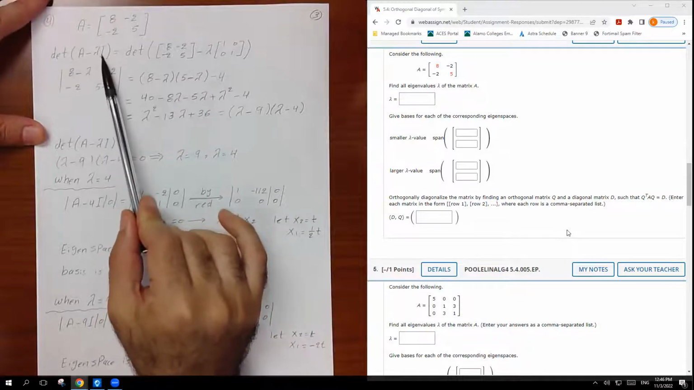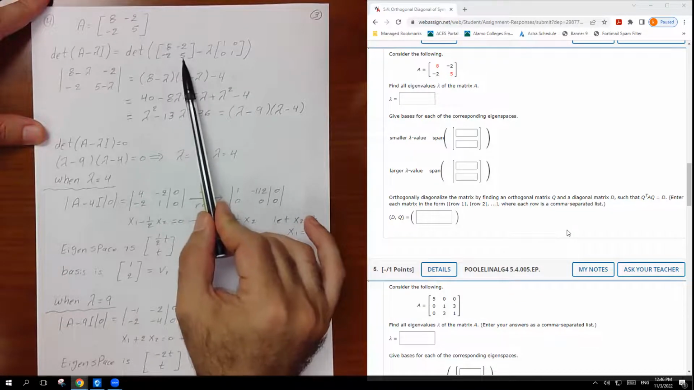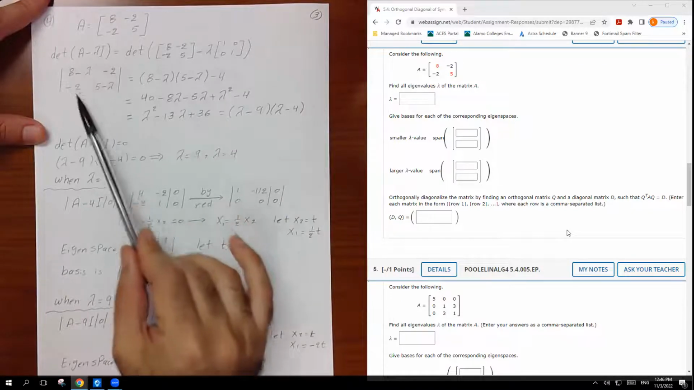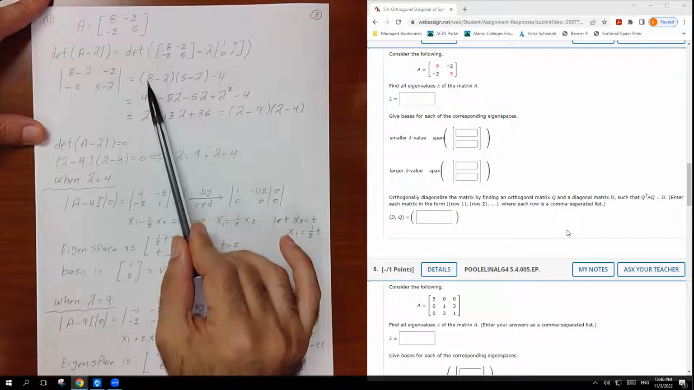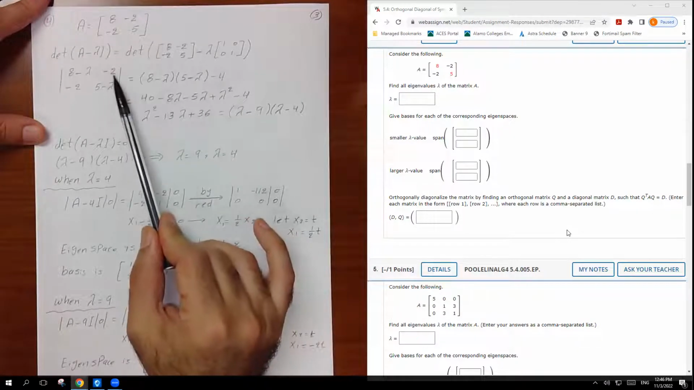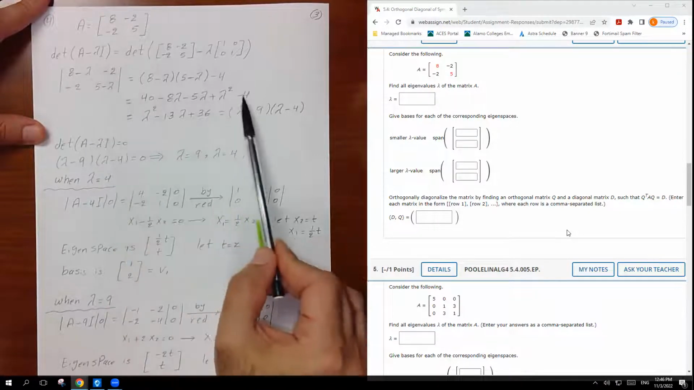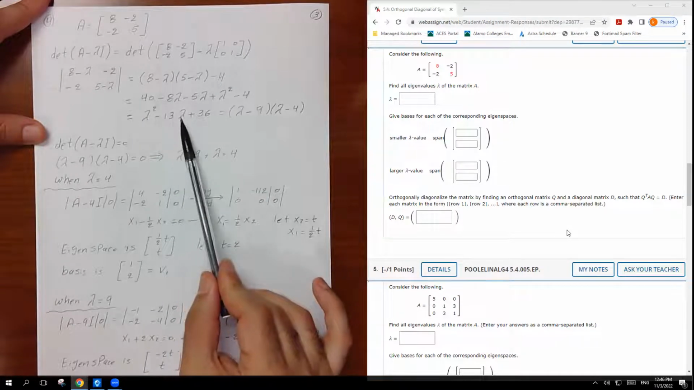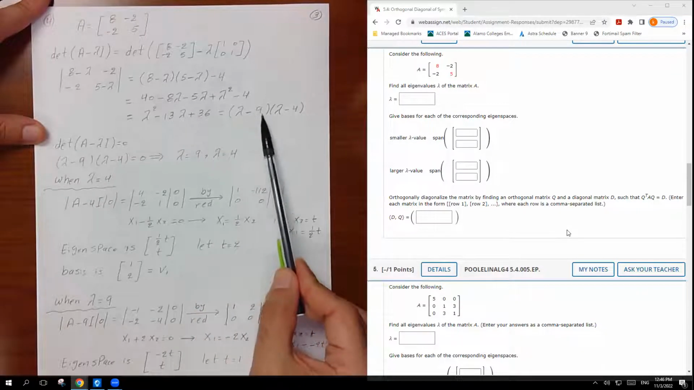The determinant of A minus lambda I is the determinant of 8, -2, -2, and 5 minus lambda with the matrix I. Then you get this matrix: multiply 8 minus lambda and 5 minus lambda, and -2 times -2 is 4, so it's minus 4. Combine the like terms, and it's lambda squared minus 13 lambda plus 36. You can factor this as lambda minus 9 and lambda minus 4.